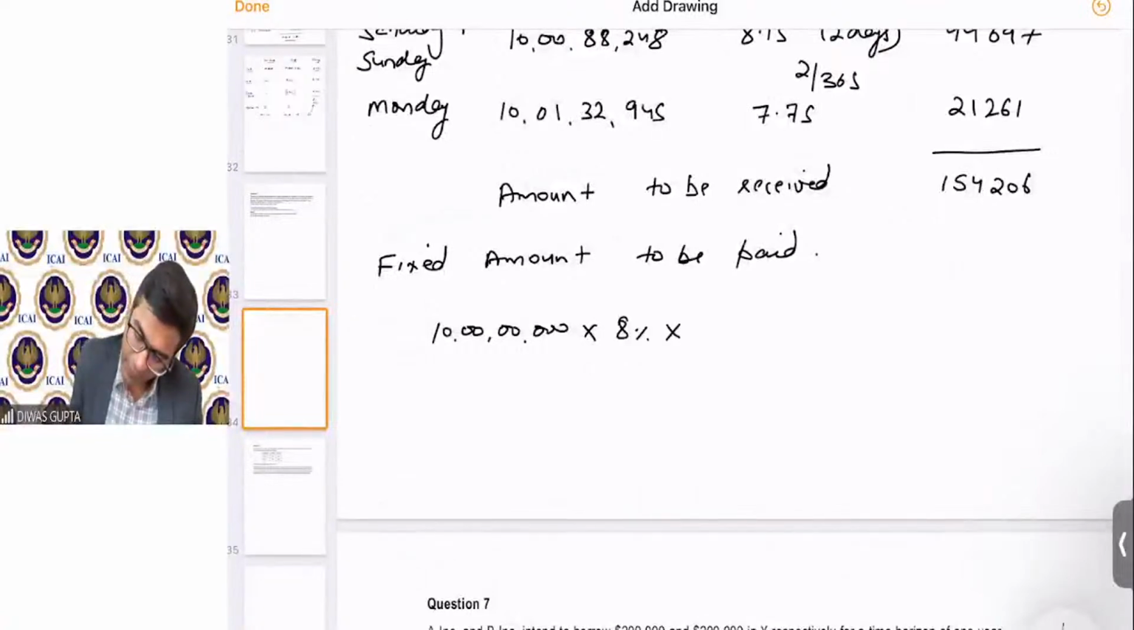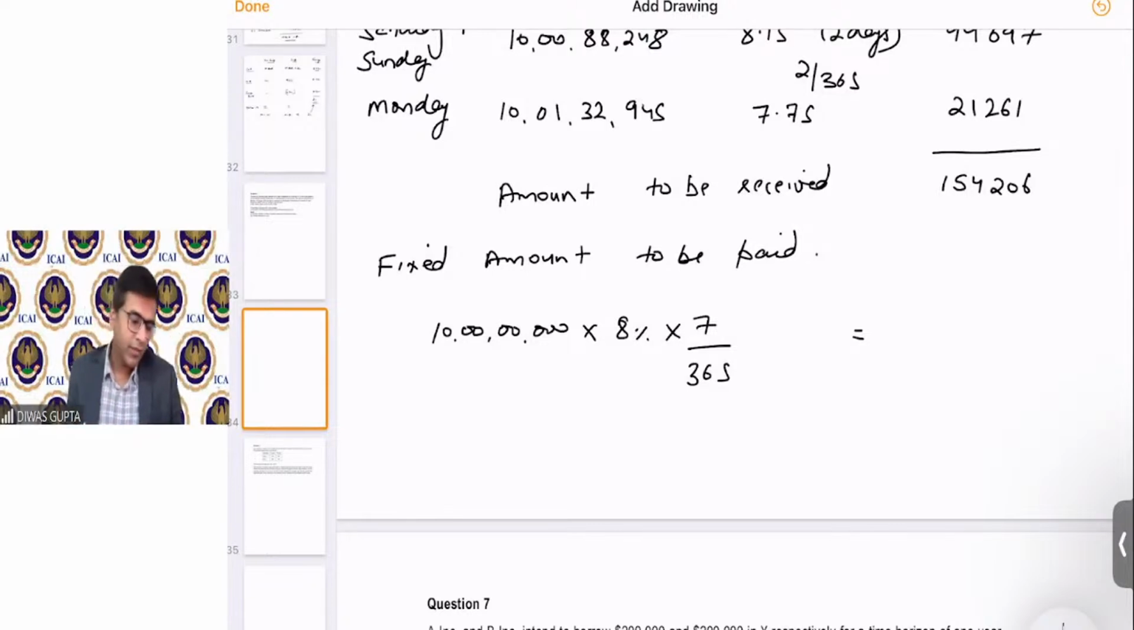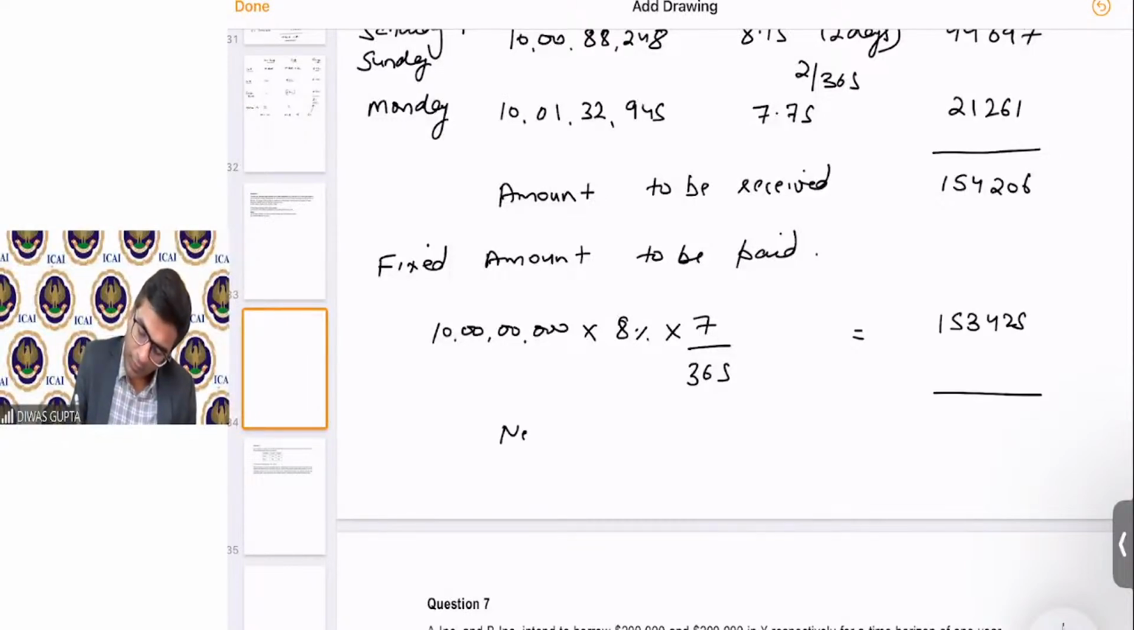Into 8% for 7 days put together. Okay, so this becomes 8% into 7 divided by 365. 153,425. So net amount to be received is 781.